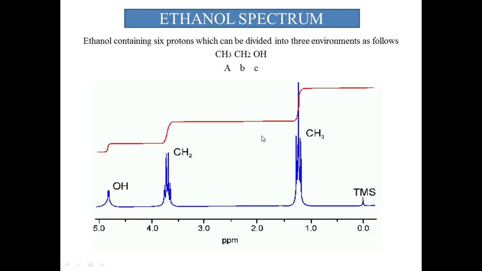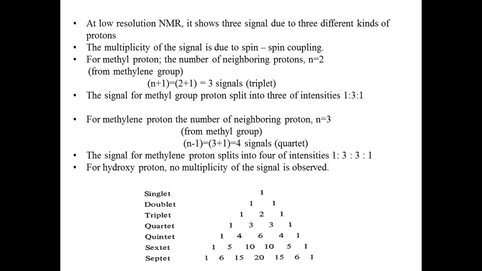Here CH3 gives a triplet because its neighbor group is CH2. So n+1 gives a triplet, and the CH2, whose neighbor group is 3 protons, appears as a quartet. OH appears as a singlet because the OH group is not coupled with the neighbor. We already know that TMS, tetramethylsilane, is magnetically equivalent, so it appears at 0. This is the standard. Using Pascal's rule: singlet is 1, then doublet, triplet, quartet, quintet, sextet, septet. Above the quartet we talk about multiplets. So this is the ethanol spectrum.